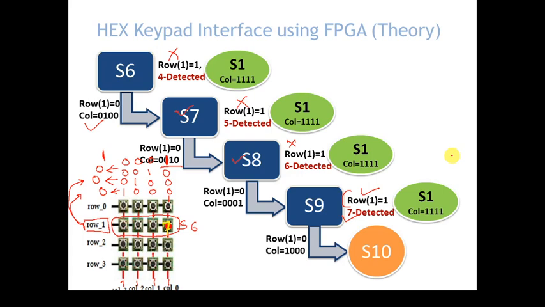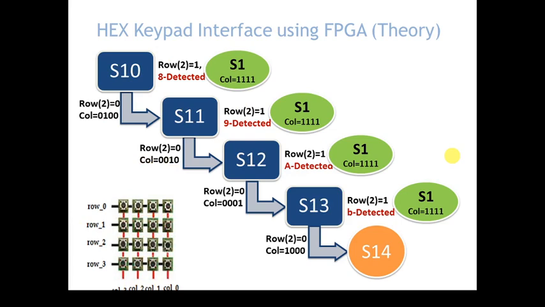This is again a next state diagram for row 2. This is for row 3. Here we are able to detect key C, key D, key E and key F. Like that, all the individual keys we are going to detect. So let us begin writing the VHDL code.